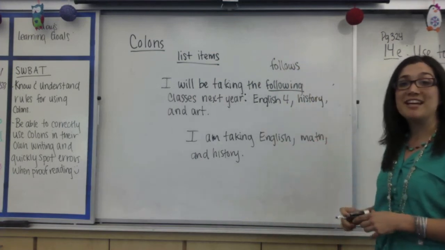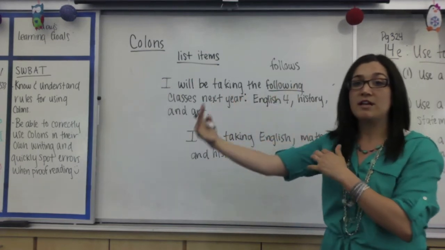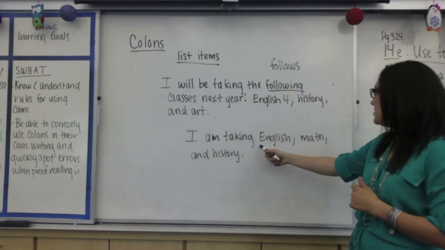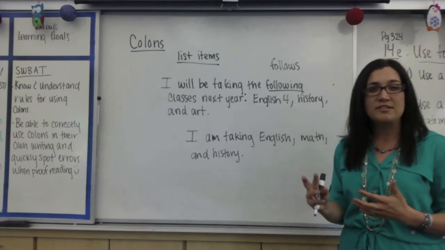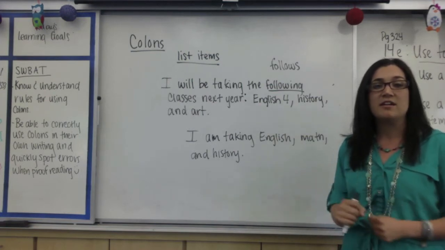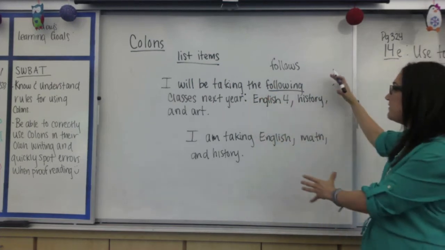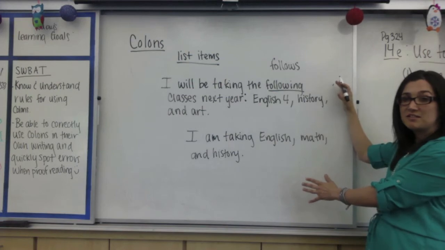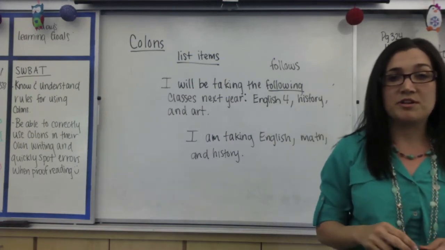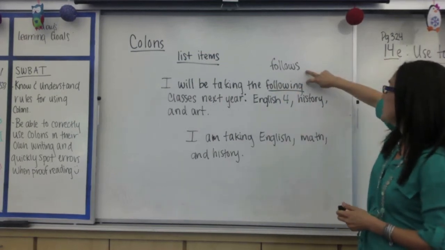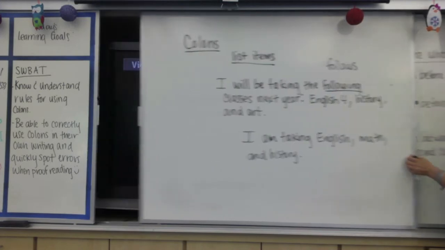this is kind of declarative. Like, I'm going to be taking these following courses, colon, then the list. Here we just have, I'm taking English, math, and history. It's just a list that flows. A colon is kind of declarative. It's like, okay, I'm going to give you a list, colon, here's my list. There's a different feel to these sentences. That's one way you can know the difference, and especially if you see one of these words, then you know to use the colon. Okay, so that was our first rule with example.